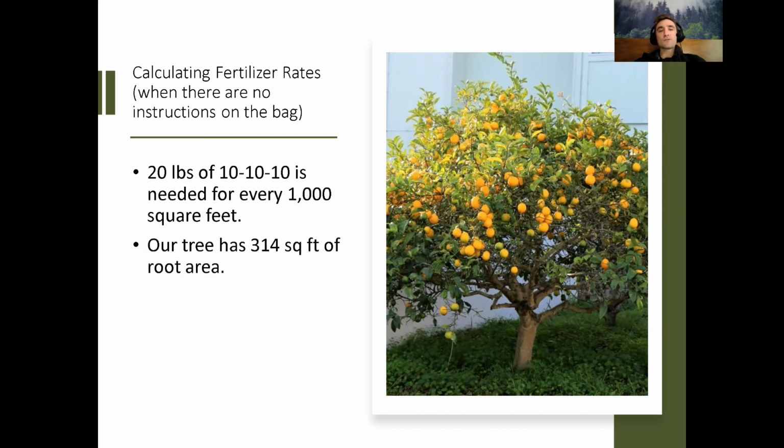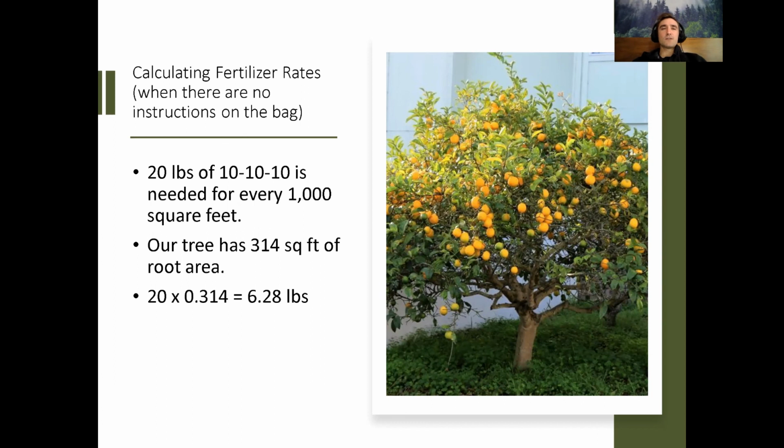Now remember our tree, we decided has 314 square feet of root area. So in order to compare this to the 1,000 square feet, we need to divide 314 by 1,000. That gives us 0.314. So we have 20 pounds of fertilizer times 0.314. That gives you 6.28 pounds.